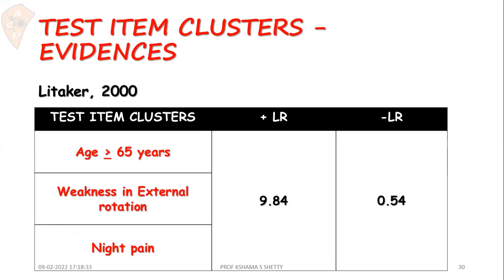There's one more person, Litaker, in the year 2000, who said that the cluster items for rotator cuff tear can be age greater than or equal to 65 years, weakness in external rotation, and night pain. As you see, there's no special test here. It's only the clinical signs and symptoms which have been noted, and when these are present, age factor, weakness of external rotation and night pain, that indicates that the patient is suffering from rotator cuff tear.